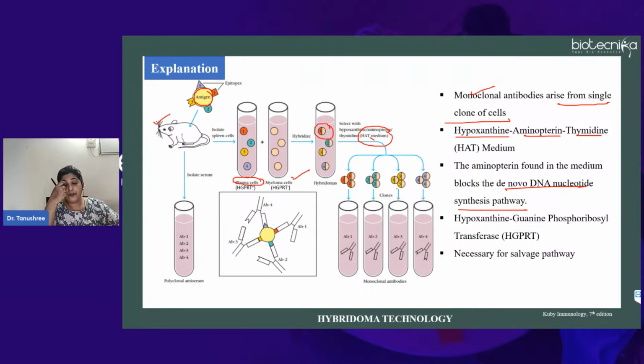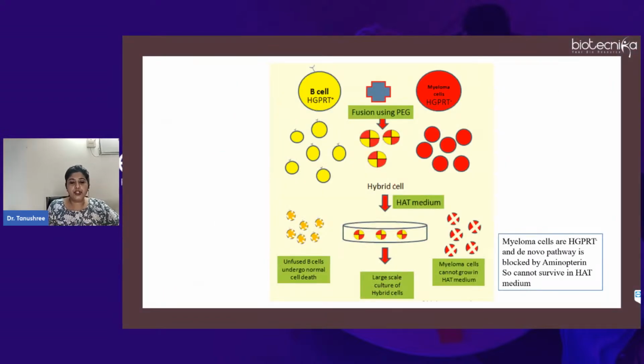Now, basically, if this de novo DNA nucleotide synthesis pathway is blocked, the cell will take up another alternative pathway for the DNA synthesis, and that is the salvage pathway. And for the salvage pathway, the hypoxanthine and the thymidine, which are added in the medium, will be required along with the enzyme that is HGPRT. So here, once the fusion happens, your hybrid cells which are formed are HGPRT positive, right? Because your B cells were HGPRT positive.